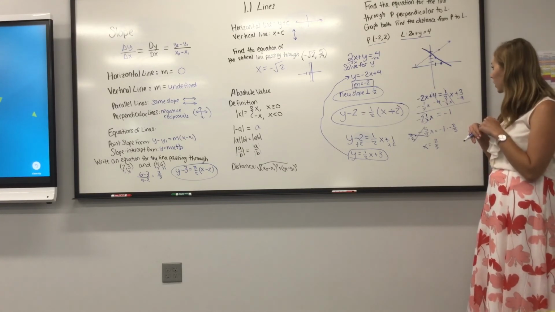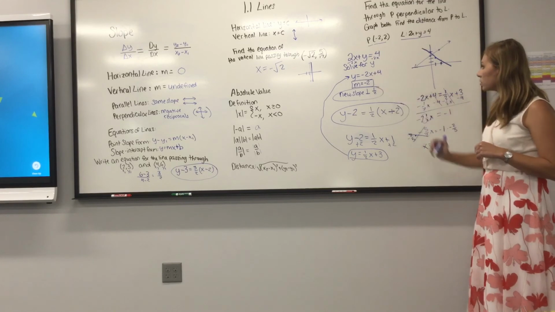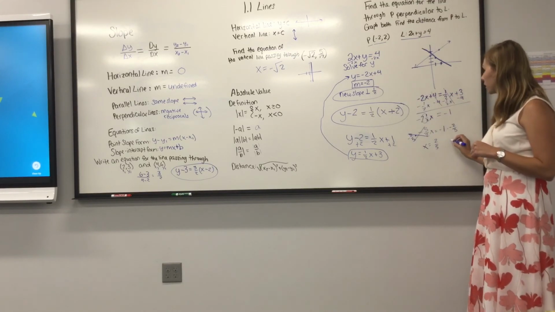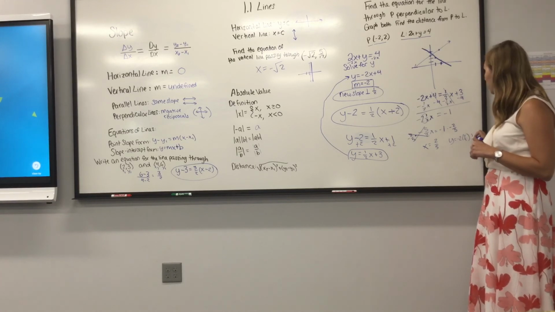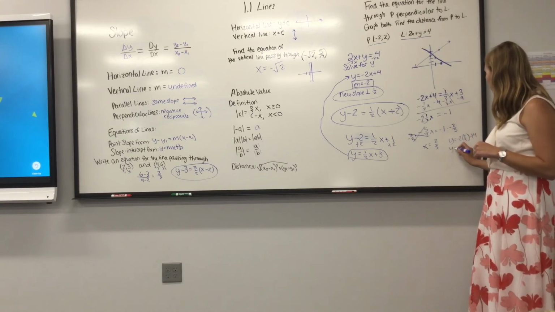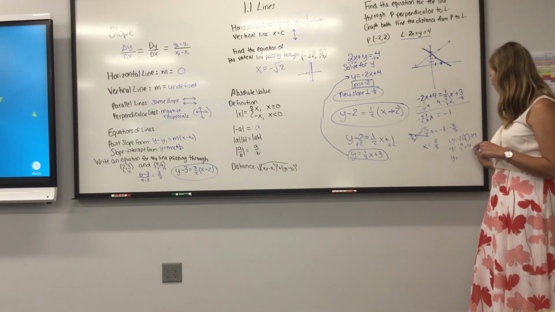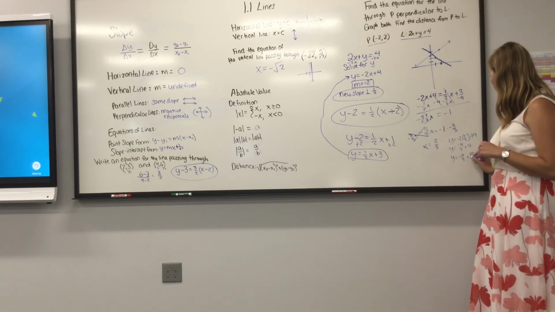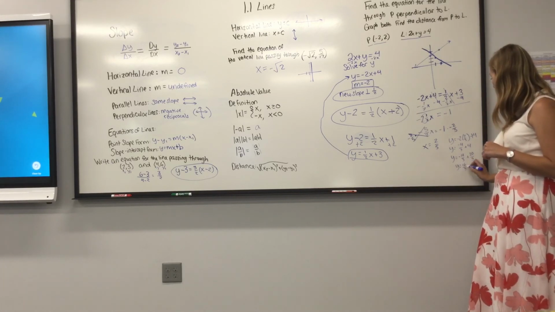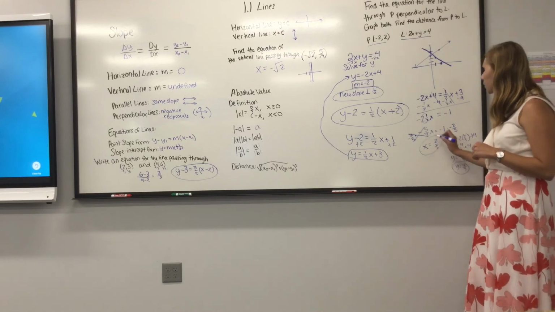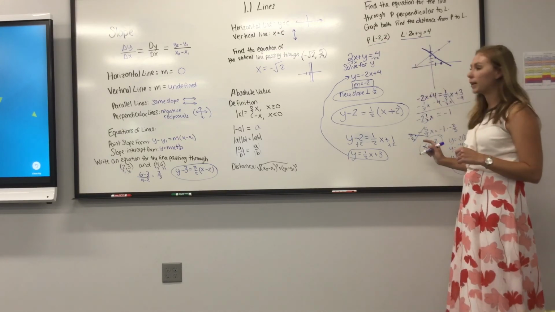I can find my y value by plugging it right back into the equation. So I'm going to plug x right back into the equation. Negative 2 times 2 over 5 plus 4. So I'm going to get negative 4 over 5 plus 4. I can find a common denominator here. So this would be 20 over 5. So I would get negative 4 plus 20 would be 16 over 5. So that's my x, that's my y.